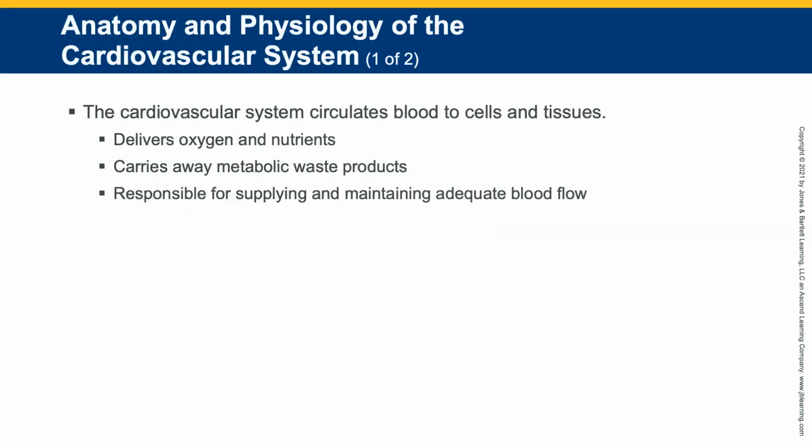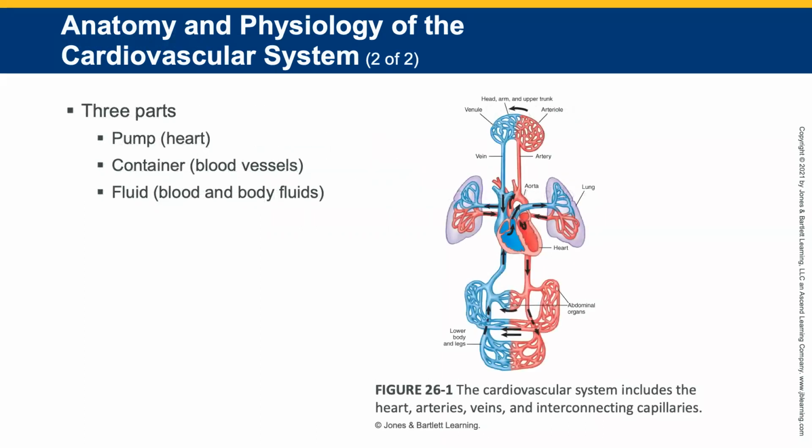The cardiovascular system circulates blood to all the body cells and tissues. This delivers oxygen and nutrients and carries away metabolic waste products. It is responsible for supplying and maintaining adequate blood flow. Here's a cool chart of how it pumps and flows, how it brings good blood in and dirty blood back to the heart. It is super cool how the body functions.